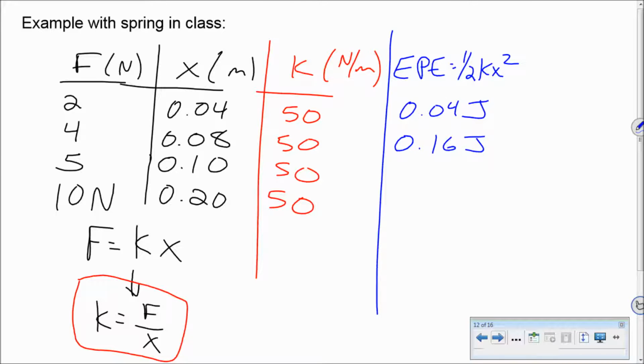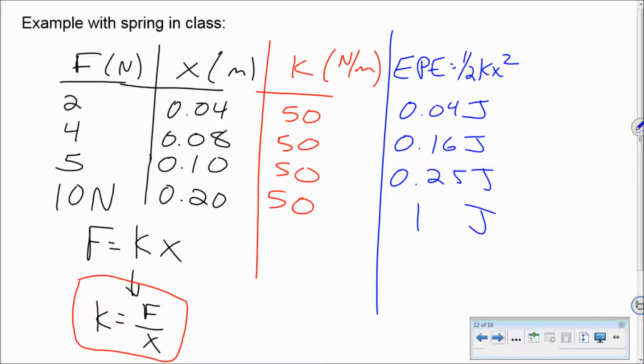I don't know if there's really that much educational value to doing this, but I guess we might as well finish this from this part. 25 times 1 squared is 25 joules, and that once more gives you 1 joule. Cool?